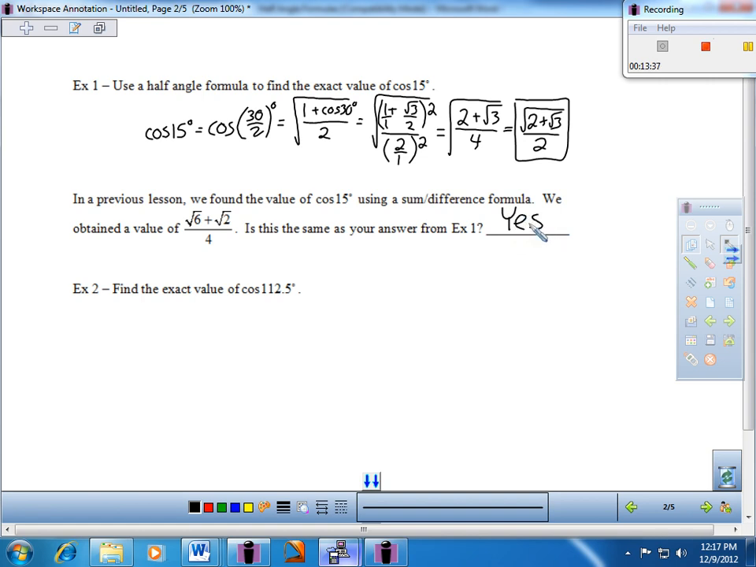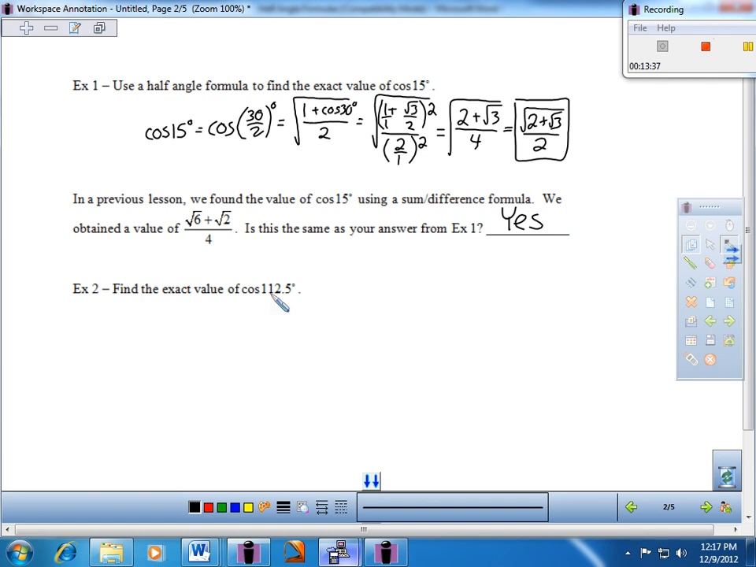I like the difference formula better, to be honest. I think it's a little quicker and cleaner. But yeah, I mean, 15 degrees is half of 30, so theoretically it works. All right, let's do one more here. Same situation. Looks like I have cosine of 112.5.